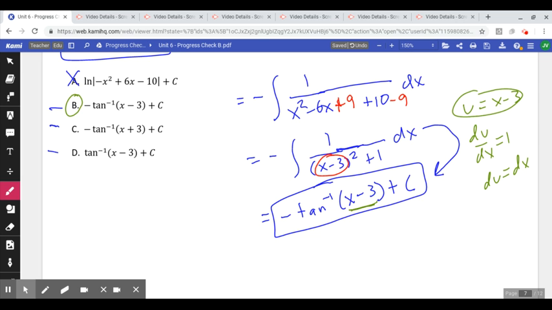Whichever way you work this problem, you're going to wind up with B as your correct answer. C is incorrect because of the plus sign right here. And then there's no negative sign out front for part D, so that one's not correct either.